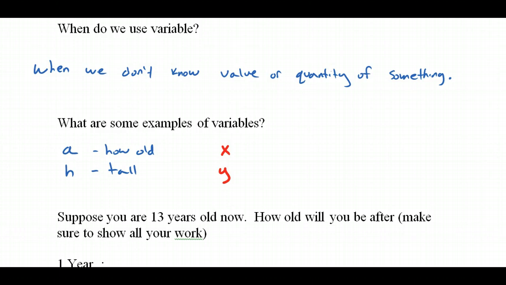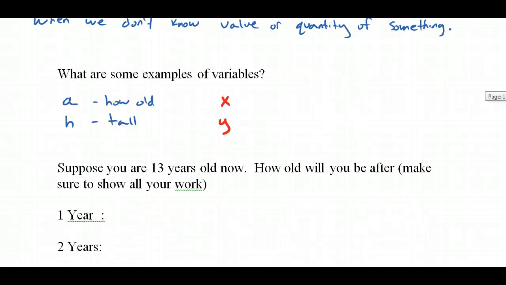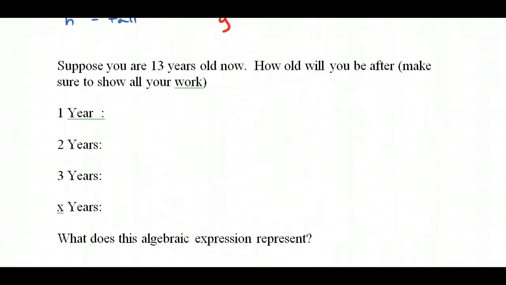Okay, so let's go ahead and do a couple of examples here. So make sure your notes are out and you're following along with me. Our first example says, suppose you're 13 years old now. So today you're 13 years old. How old will you be after 1 year, 2 years, 3 years, and then finally X number of years?